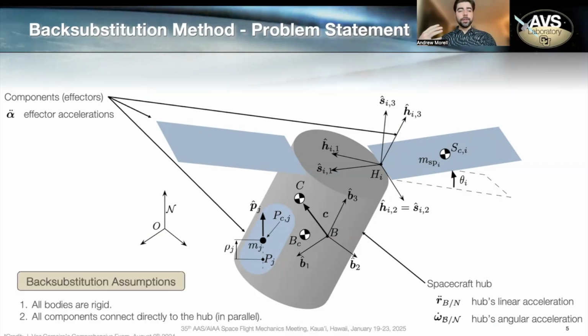And now the historical assumptions of the back-substitution method are 1, that all these bodies are rigid, and 2, that all these components are connected directly to the hub in parallel. As we've shown in the past couple slides, that's the assumption in this work that we are breaking, but for the better.